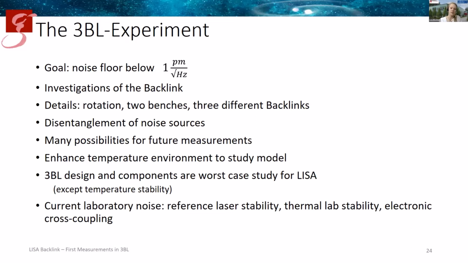We have a lot of details like the rotation. We have 2 benches. We have 3 different backlinks, which allow us to disentangle the noise sources. And we have many possibilities for future measurements in order to study the backlinks and all kinds of parameters. One thing that we can do is to enhance the temperature environment to study our model from temperature to phase coupling. Except for this very high temperature stability of our backlink fiber, which is inside the vacuum chamber, the rest of the design and the components of the 3 backlink experiment are a worst case study for LISA. So therefore, this is very helpful. Currently, we have an understanding of our laboratory noise, and we are working on improving that.